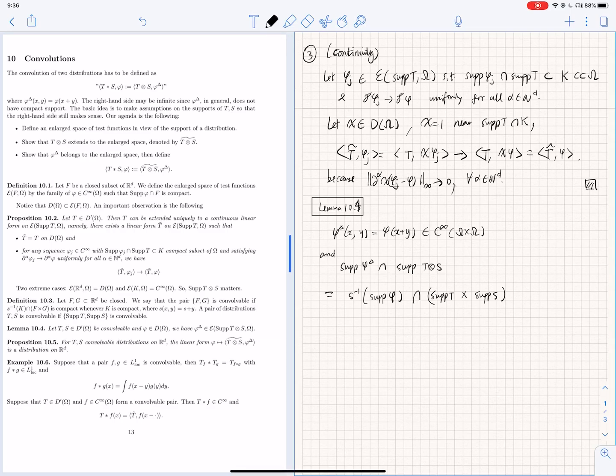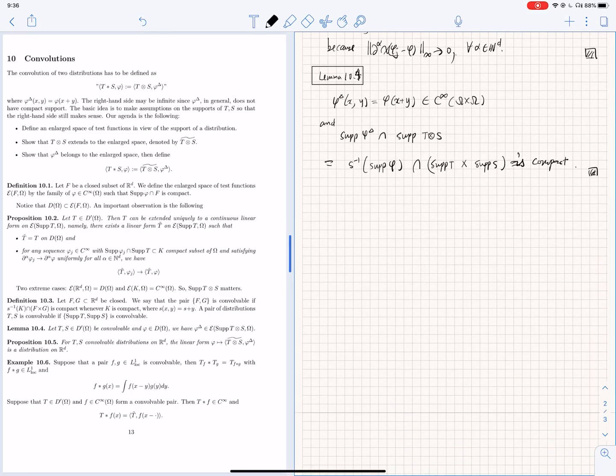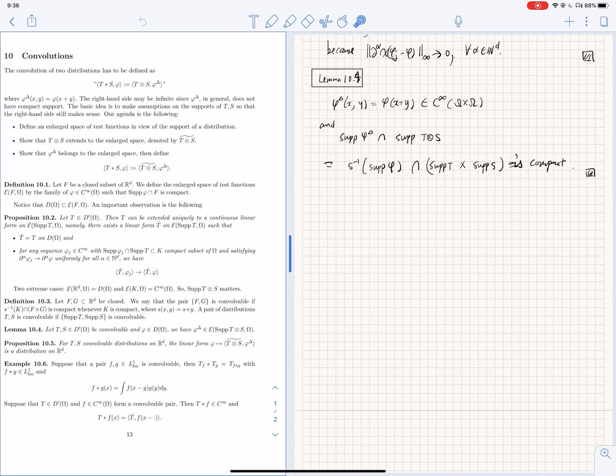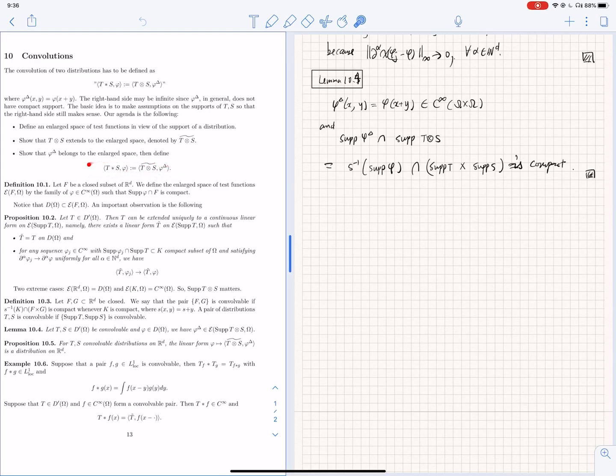So now, according to the definition of convolvability, T and S are convolvable, so this property is satisfied, so that this guy is a compact set because T and S are convolvable. Okay, so this is done. This is exactly what we want to show for phi delta to belong to the extended space of test functions. Okay, so now finally we can give a proper definition. We are going to define the convolution as this formula, and we want to show that this guy, as a linear form of phi test function, is a distribution.